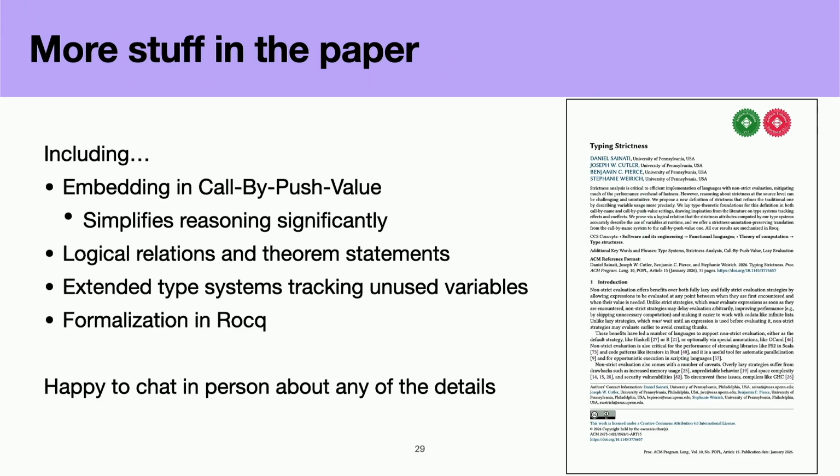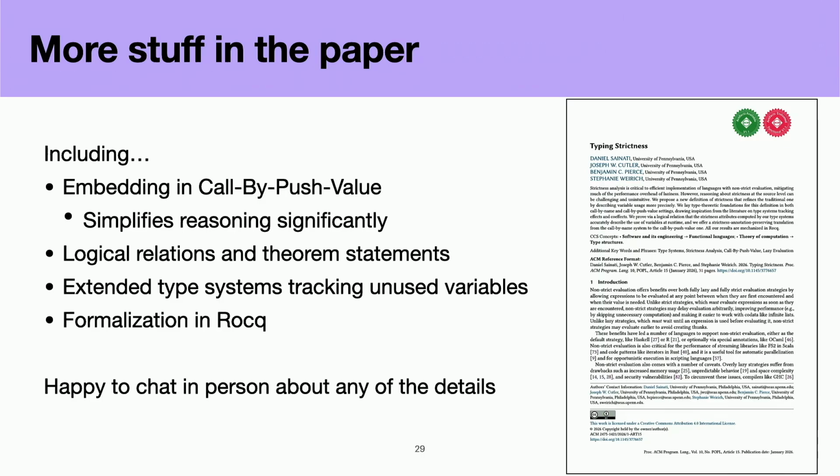This is, unfortunately, all of my time, but there is plenty more detail in the paper if you're interested, including formal statements of all the properties that I just presented here, and the logical relations we use to prove them. Experts in the audience may be interested to know that we did all these proofs via an embedding into call by push value, which significantly simplified a lot of the reasoning here.